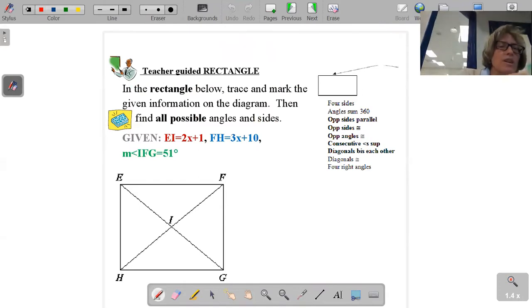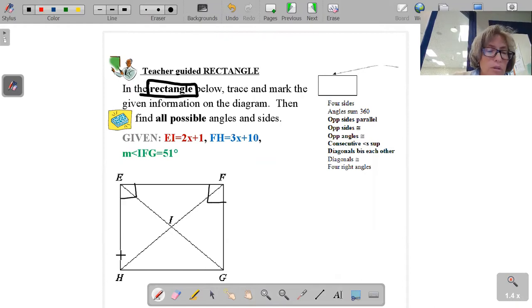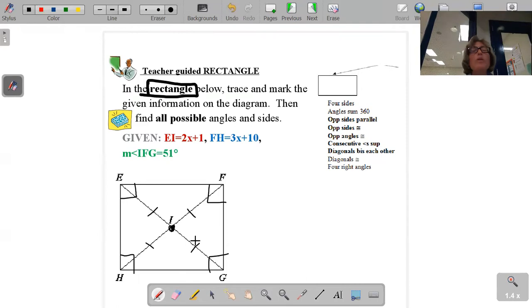Remember, this is a rectangle. Get in the habit, the minute you are told what shape it is, start marking everything you know to be true. What makes a rectangle a rectangle? 4 right angles. What else do we know is true? That's a midpoint. Diagonal lengths are equal, so all 4 of these pieces are equal. Those are some of the unique qualities of a rectangle.